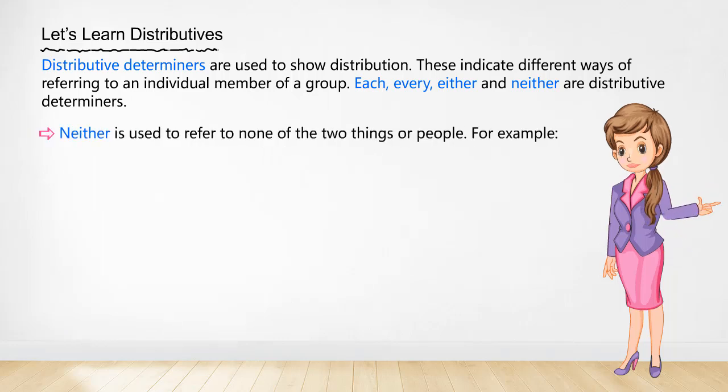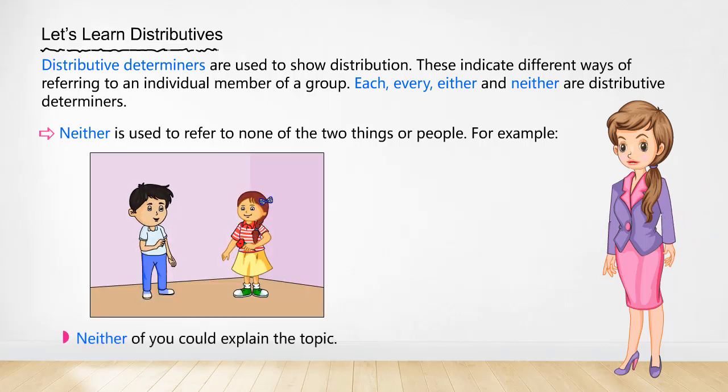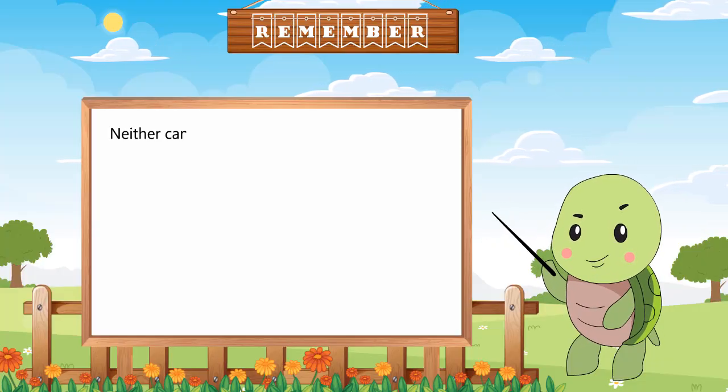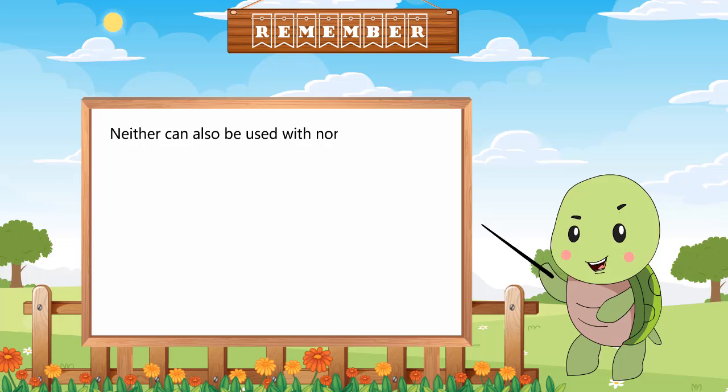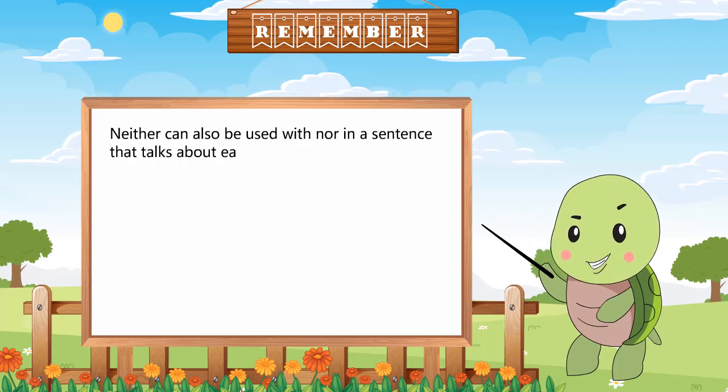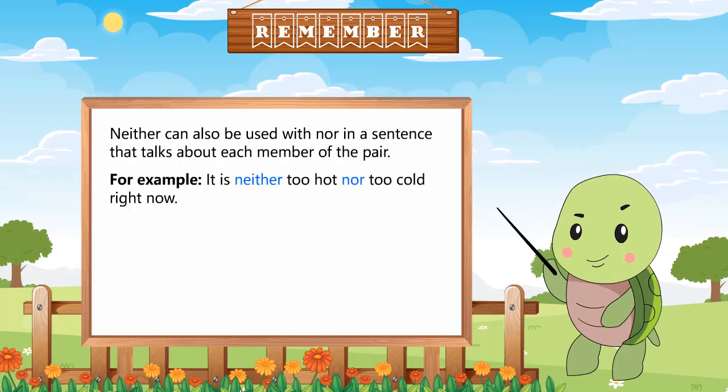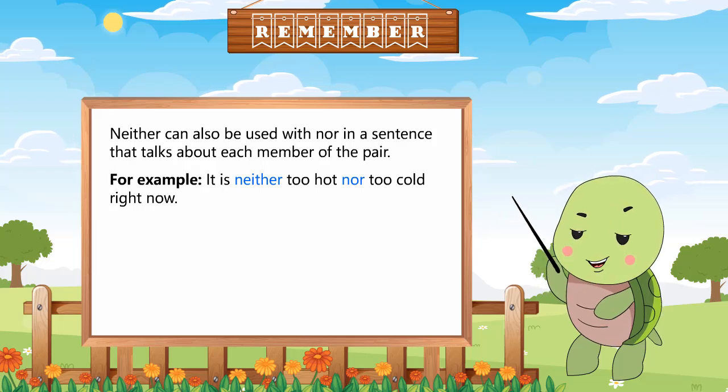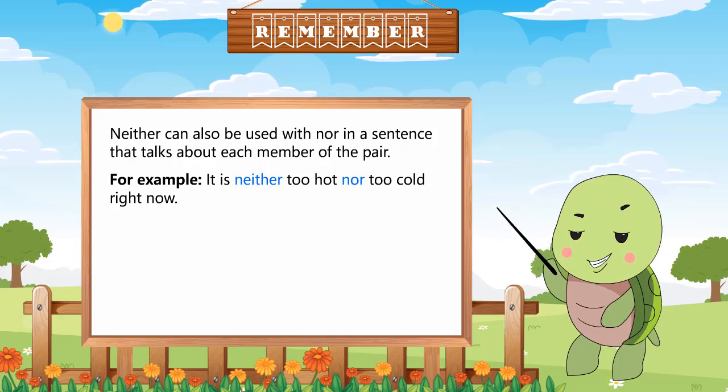Neither is used to refer to none of the two things or people. For example, neither of you could explain the topic. Remember, neither can also be used with nor in a sentence that talks about each member of the pair. For example, it is neither too hot nor too cold right now.